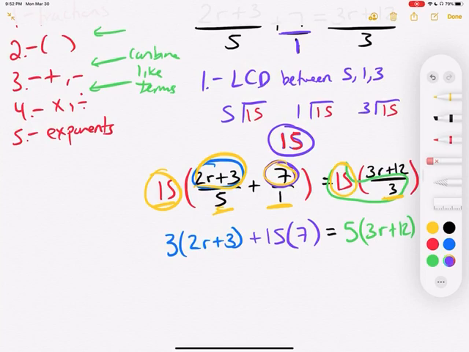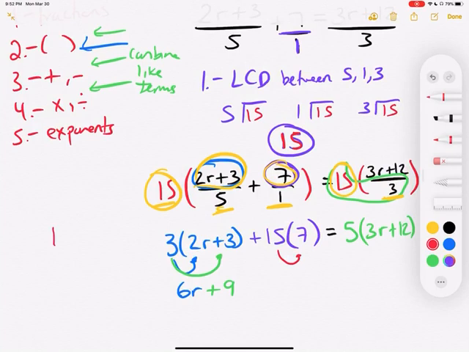The next thing to do is get rid of the parentheses. Okay, step 2. We're getting rid of the parentheses by doing distributive property. So 3 times 2r, that's going to be 6r. And then 3 times 3, that's going to be 9. So that's the first parenthesis gone.